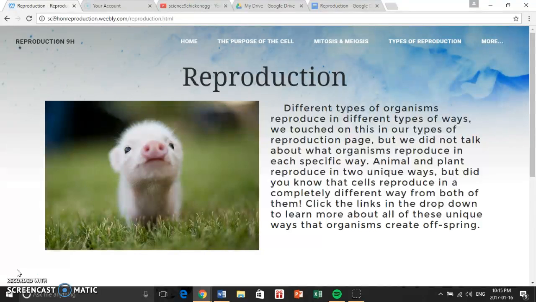Reproduction. Different types of organisms reproduce in different types of ways. Animals reproduce differently from plants. In this section, we will be covering how they reproduce differently.